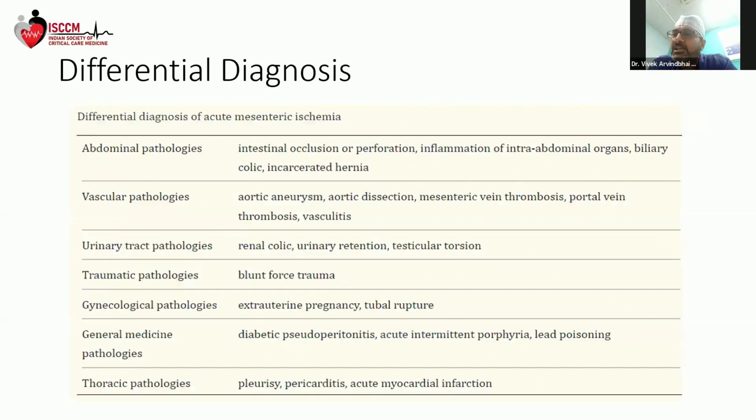Now we come to the differential diagnosis. As I mentioned in the first slide, whenever the patient presents with abdominal pain, tachycardia and so on, many differential diagnoses come to mind. First, as mentioned here, abdominal pathologies like any kind of acute abdomen: intestinal occlusion, perforation, inflammation of intra-abdominal organs, biliary colic, and others are vascular pathologies, urinary tract pathologies, traumatic, gynecological. These are the sets of differential diagnosis whenever a patient comes with this kind of presentation. But always, as I have mentioned earlier, mesenteric ischemia is a life-threatening situation, and whenever there is disproportionate abdominal pain along with other important markers like lactate, early CT angiography is very, very important. Next.